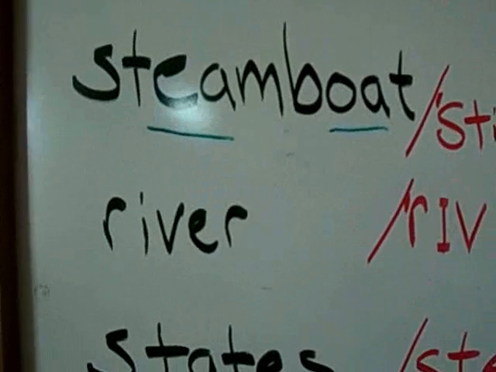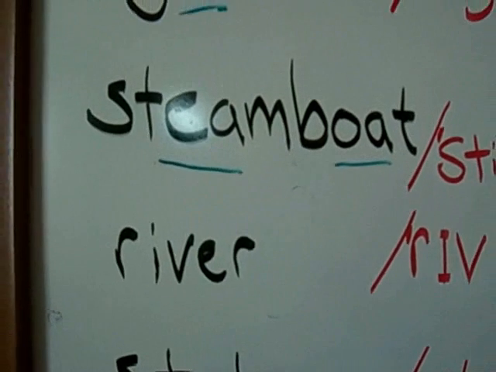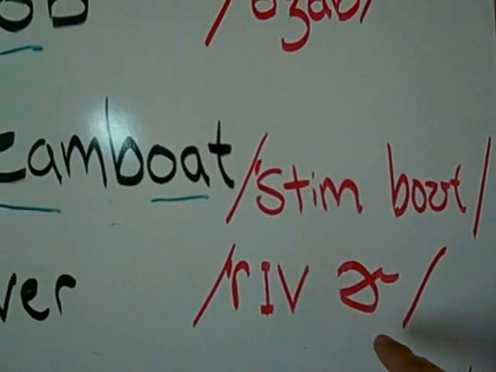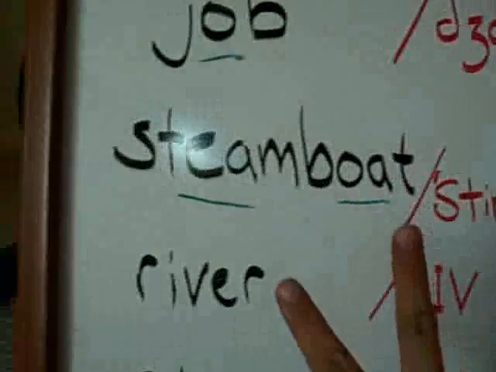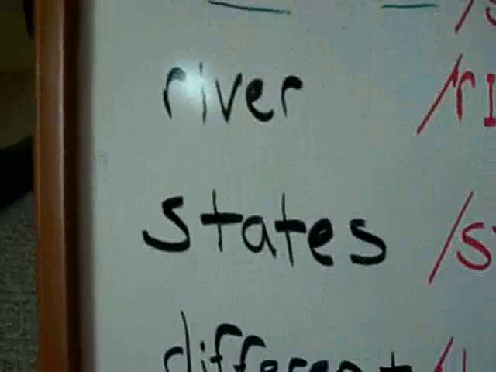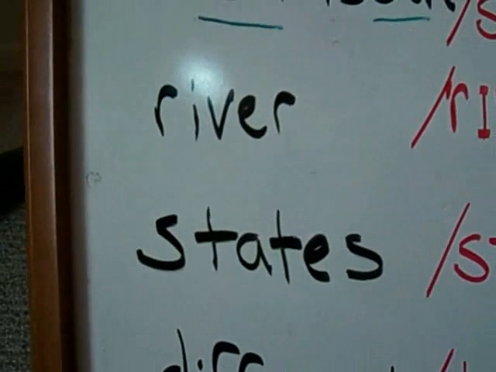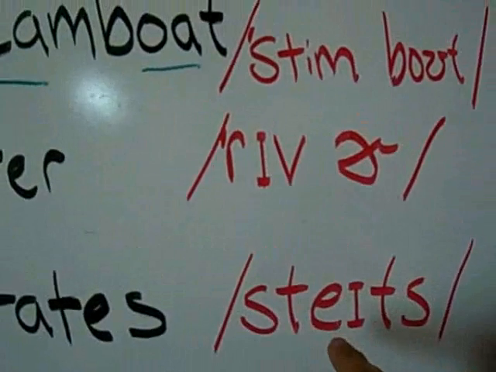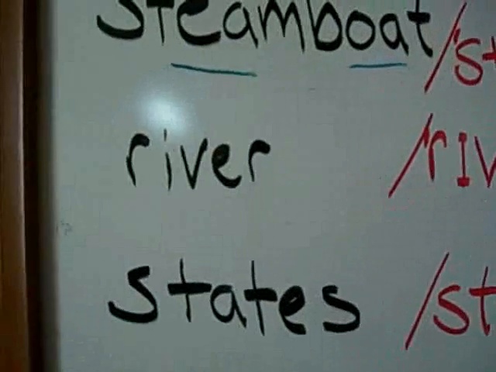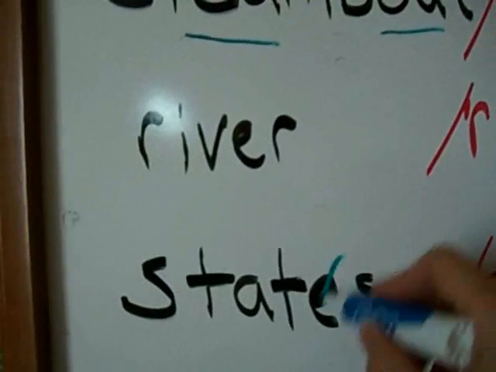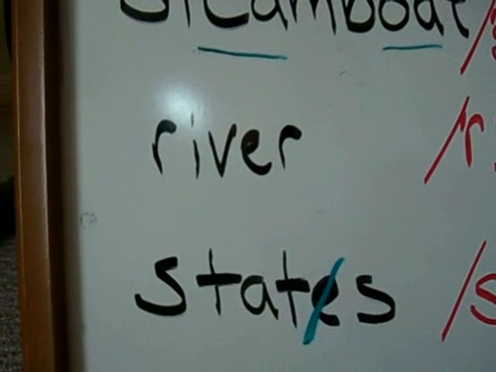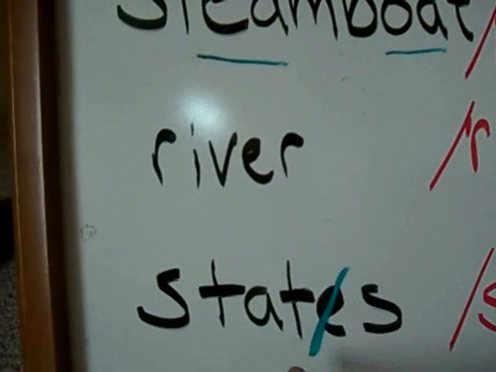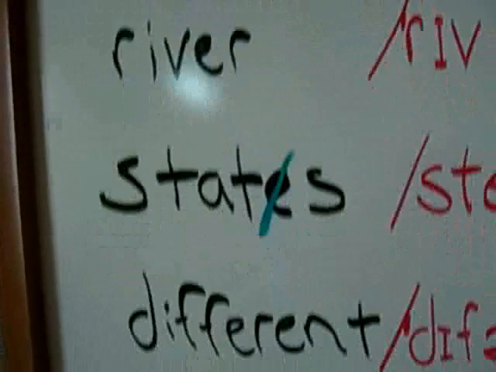Let's look at the next word, river. How many vowel sounds? Two. Two vowel sounds, two syllables. States. How many vowel sounds? One. This word reminds you that sometimes you may see a vowel, but it's silent. E is often a silent vowel. One vowel sound, one syllable.